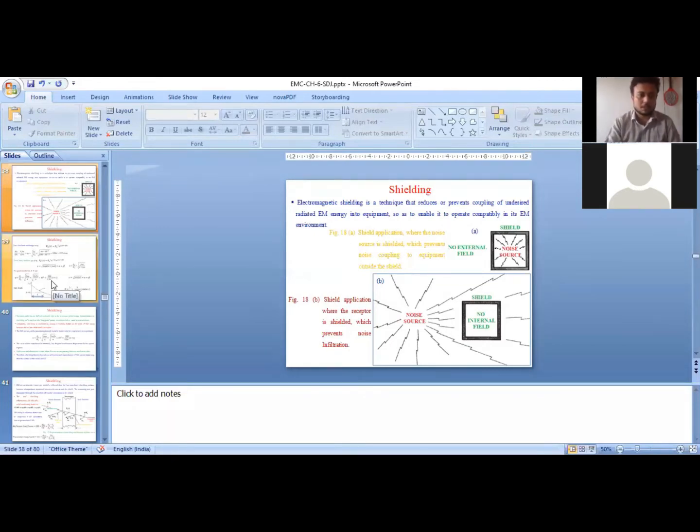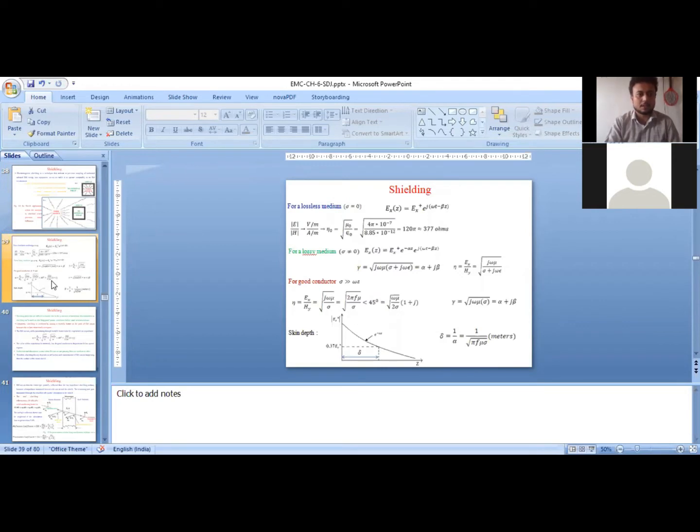The basics required for understanding of the shielding, we'll quickly go through it. So shielding is nothing but a metallic barrier, a conducting object that we are placing between source and the receptor, or emitter and receptor, so as to protect the receptor or receiving device from the electromagnetic noise.